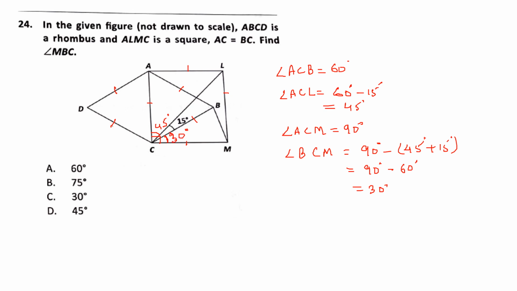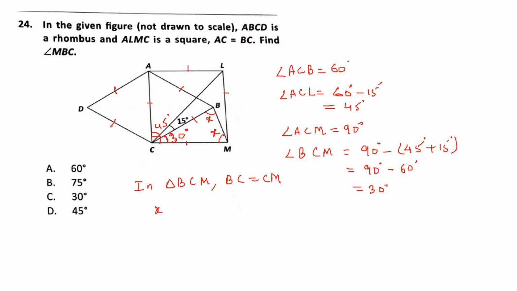So in triangle BCM, now BC is equal to CM. So it becomes an isosceles triangle, and in an isosceles triangle, angles opposite to equal sides are equal. So for BC, the opposite angle is this. For CM, the opposite angle is this. So both will be equal.